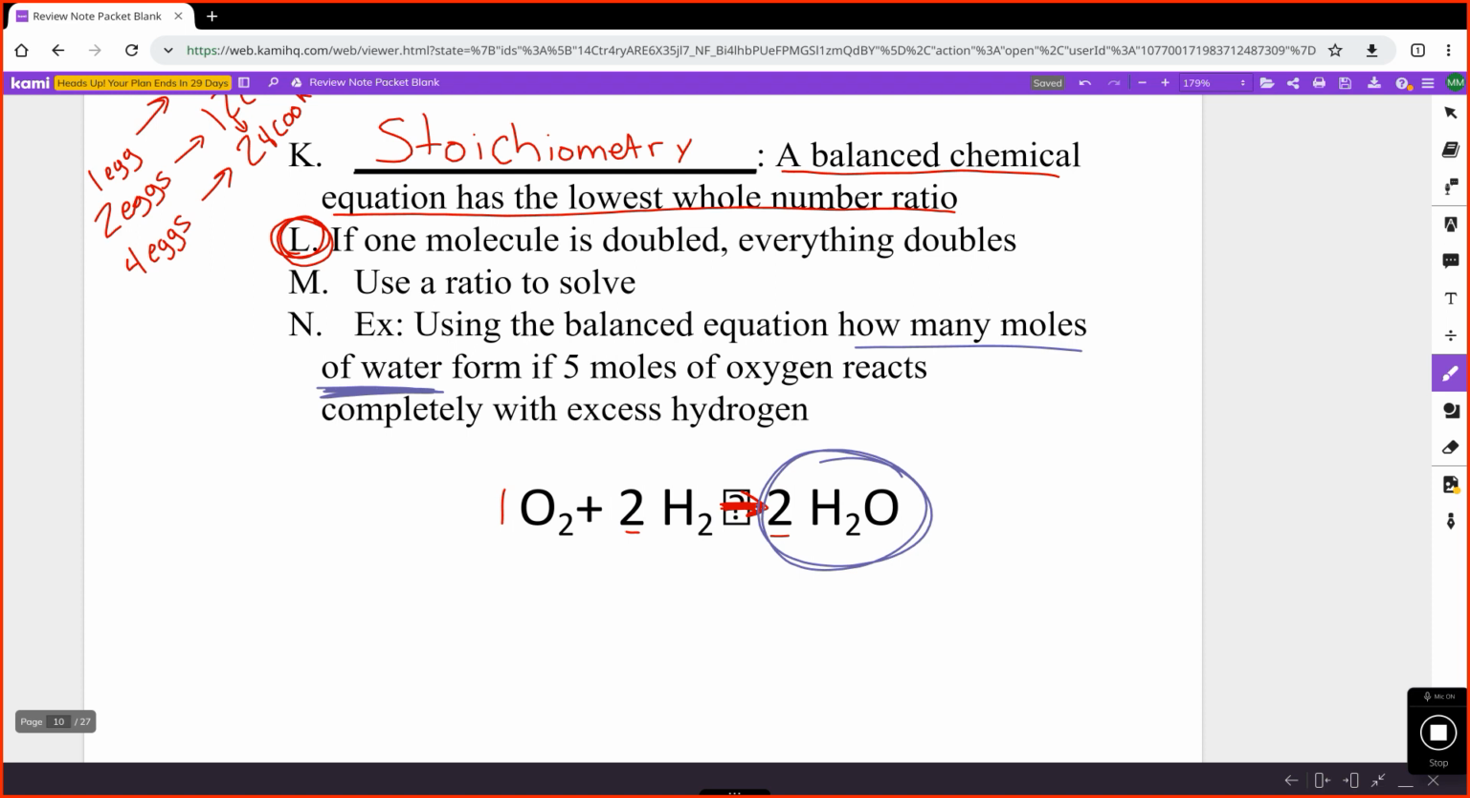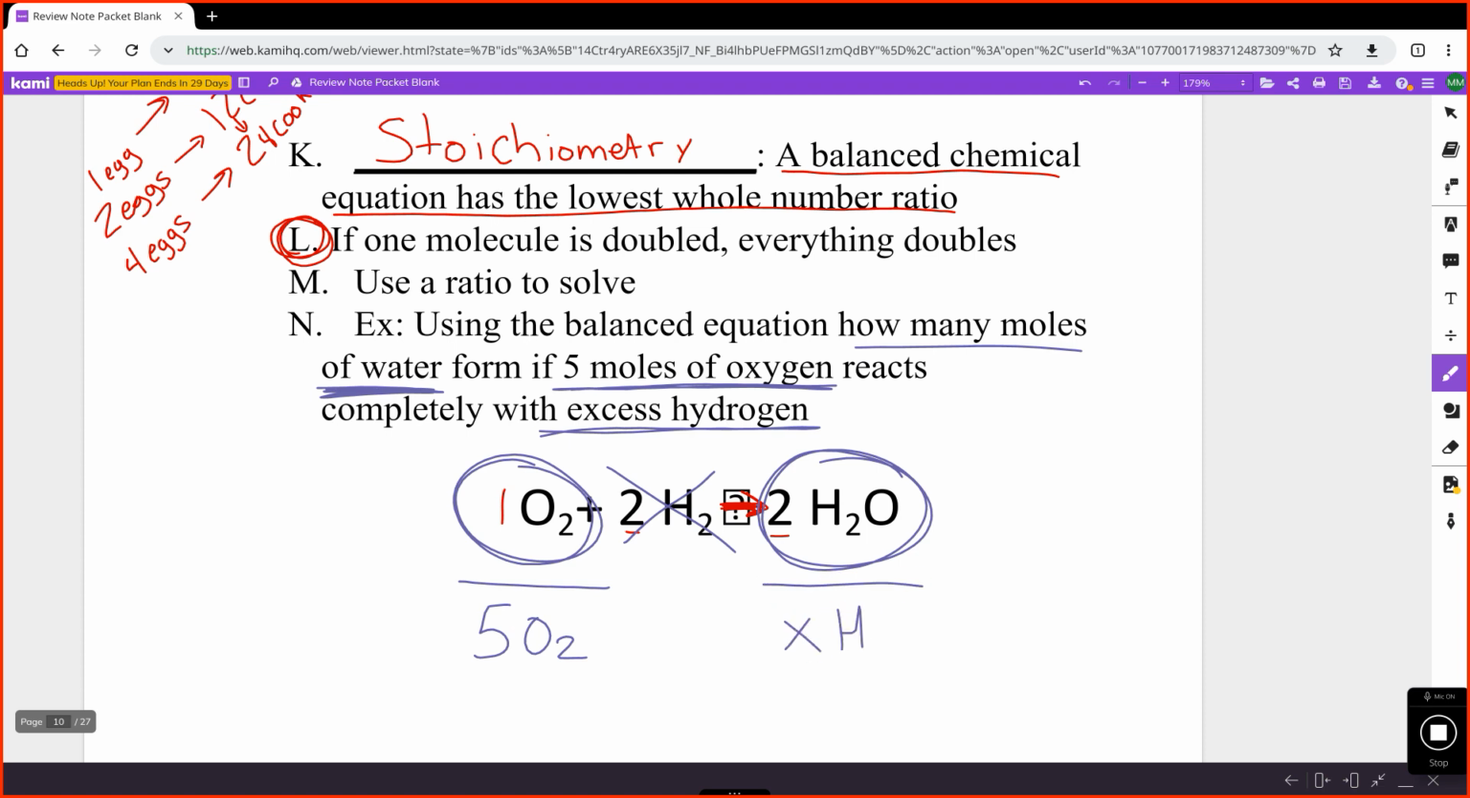Form if 5 moles of oxygen, so I'm going to be dealing with oxygen here, I'm going to change that 1 to a 5, reacts completely with excess hydrogen. Right? And excess hydrogen means that for this question, that is not important. I want to know, if I change my 1 to a 5, how many molecules of H2O are we going to have?